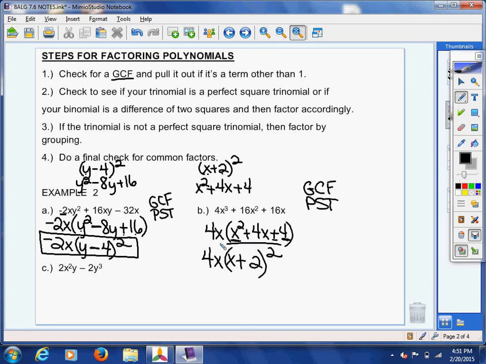There's nothing else I can do here. I don't have any other things to do. I don't have any more trinomials. I don't have a difference of 2 squares. I pulled out my GCF. Looks good. And I'm done. And I box it in.